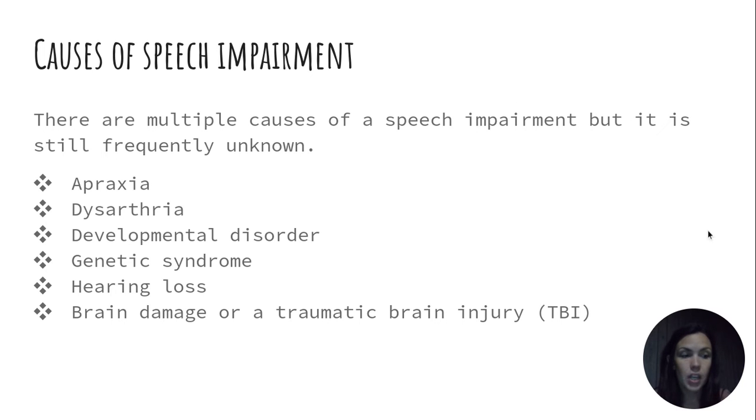Dysarthria is when the muscles in the cheek, mouth, and tongue are weak and cannot form the sounds needed. Developmental disorders like autism, genetic syndromes such as Down syndrome. Hearing loss can come from ear infections. They can affect your speech as well. And brain damage or a traumatic brain injury. All of those can be causes of a speech impairment.